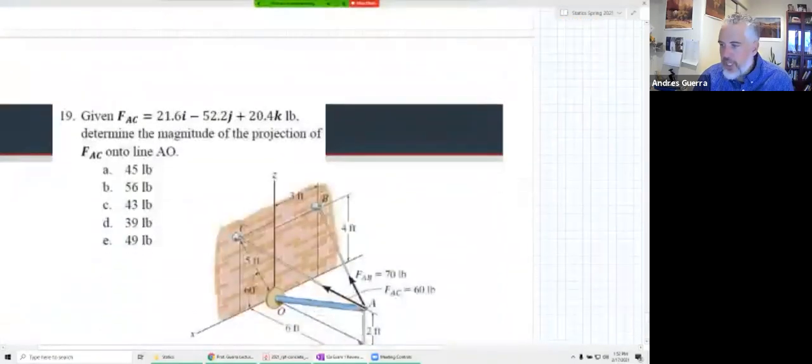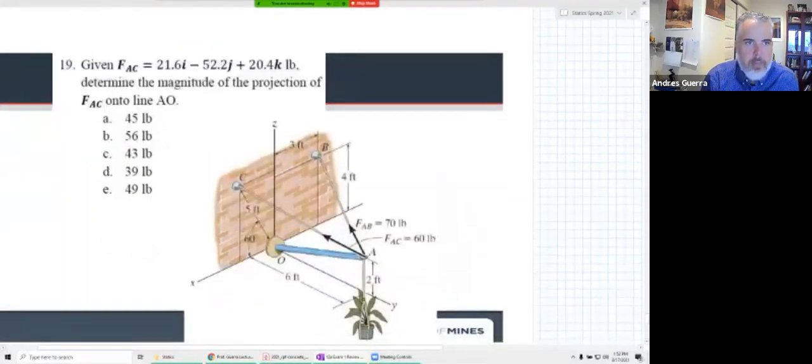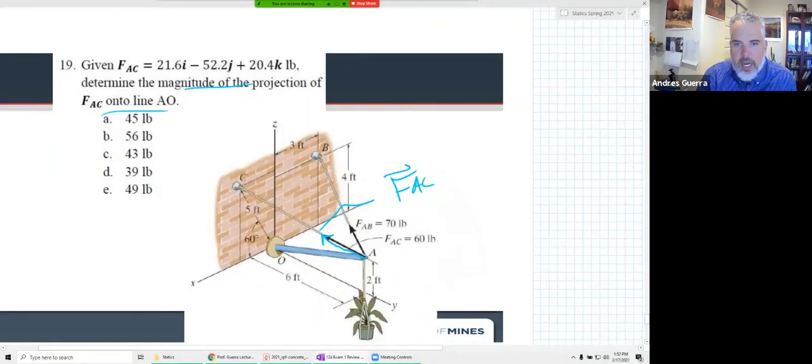The magnitude of the projection in 19, I am not sure off the top of my head. Determine the magnitude of the projection of FAC onto line AO. So what we need to do for this problem, Eilish, is I need to come up with my force vector from A to C. And I would do that based on my position vector, knowing my coordinates of A, finding the coordinates of C.